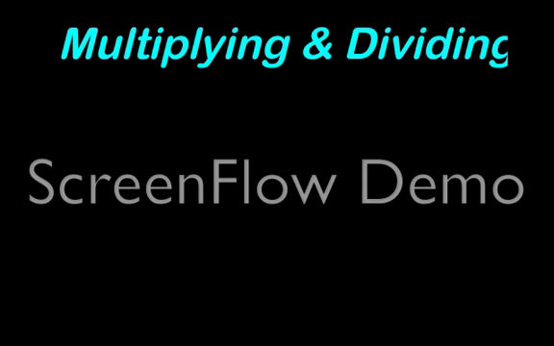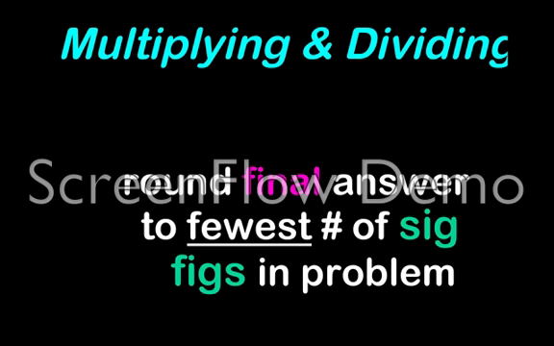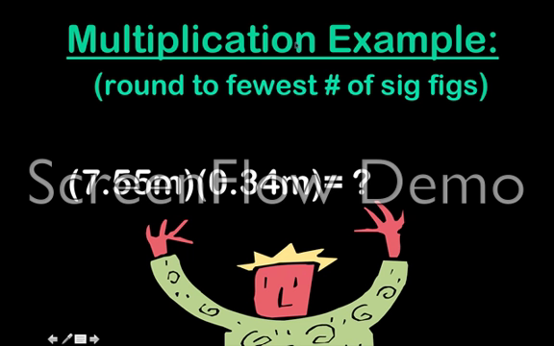Now, when we multiply and divide using significant figures, the rules are different than when you add and subtract. When you multiply and divide, we round the final answer to the fewest number of SigFigs in the problem. Here's the same rule in case you didn't get it before, or you can rewind and go back and write that again. When we multiply, we round to the fewest number of SigFigs in the problem. Okay, so let's say you're going to multiply two measurements of meters to find an area. So 7.55 meters times 0.34 meters.